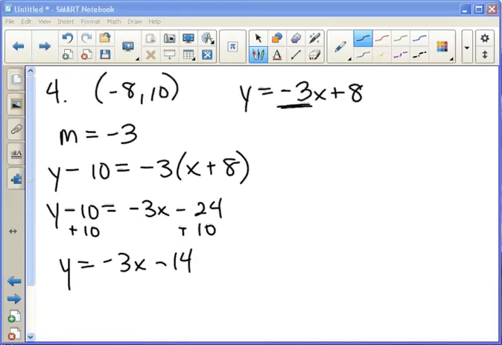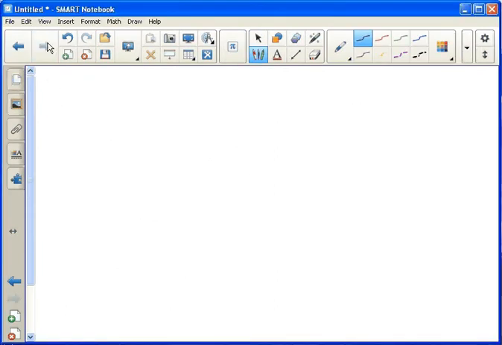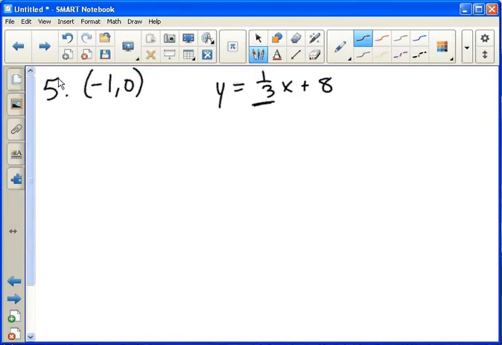Now number 5, instead of being parallel, is perpendicular. So they tell us that the line passes through the point (-1, 0), and is perpendicular to y equals 1/3 x plus 8. Okay, the slope of this line is 1/3. Now a perpendicular slope is the opposite reciprocal, meaning you change the sign, so since it's positive 1/3 we're going to need a negative, and you flip the fraction. That's what reciprocal means. So you get -3 over 1 or just -3. So perpendicular means opposite reciprocal slope.